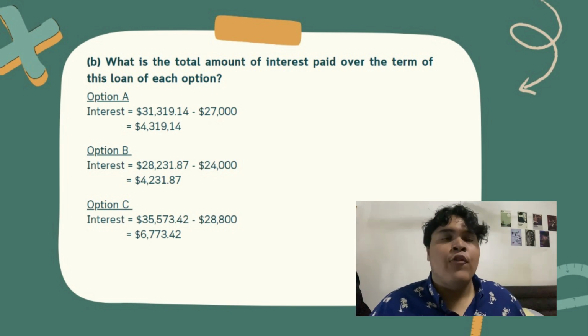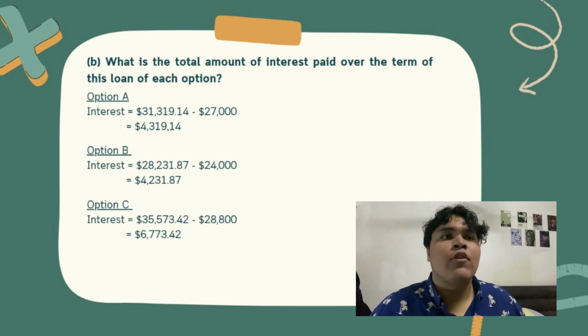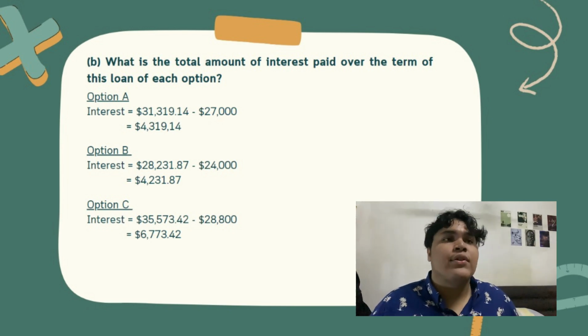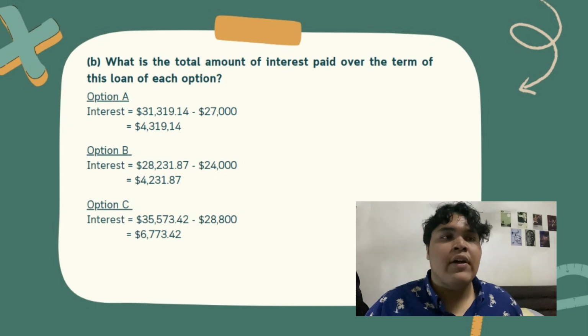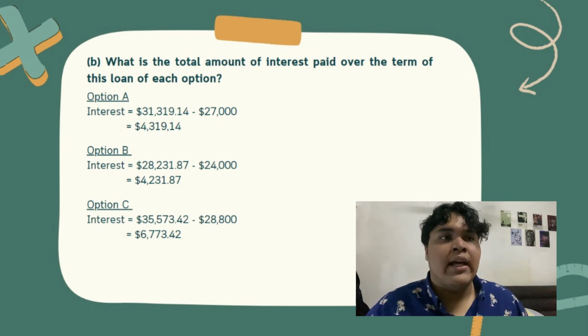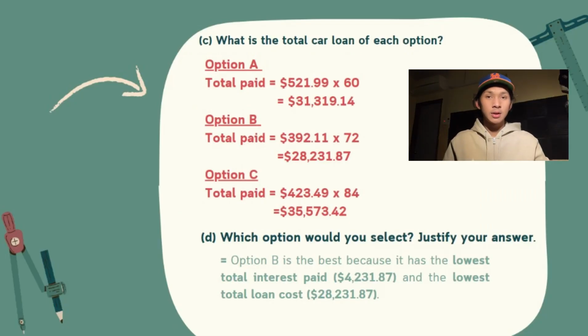$4,319.14. For option B, we need to minus 28,231.87 minus 24,000, and we get the remainder of $4,231.87. And for the last option, we will minus 35,573.42 minus 28,800, and we will get the remainder of $6,773.42.